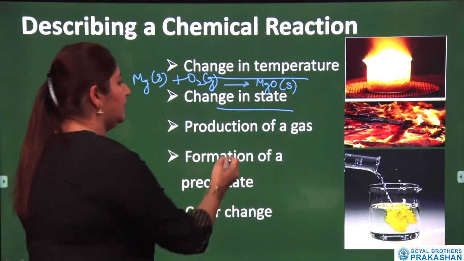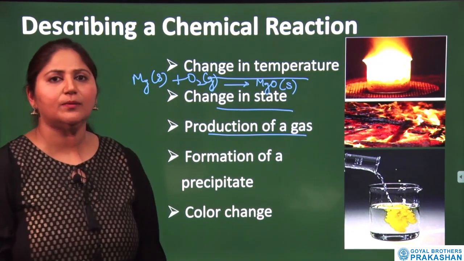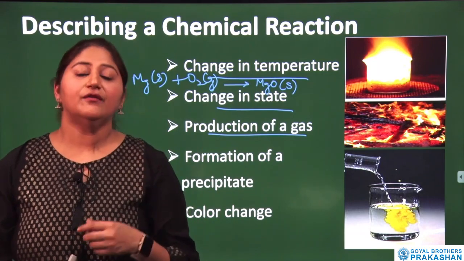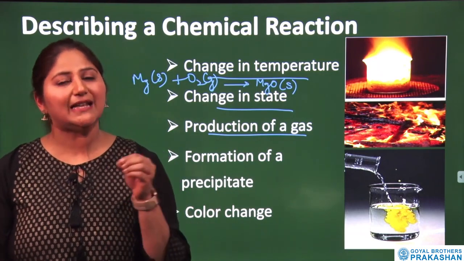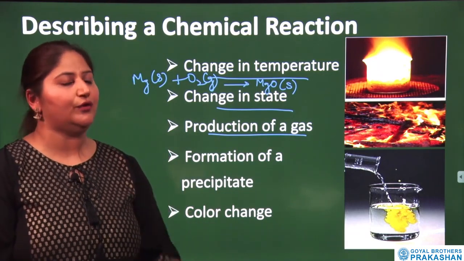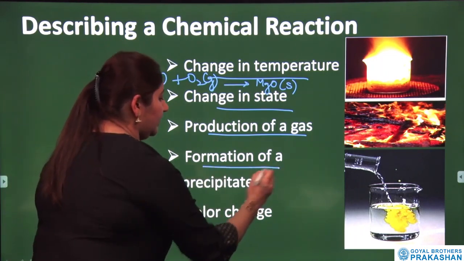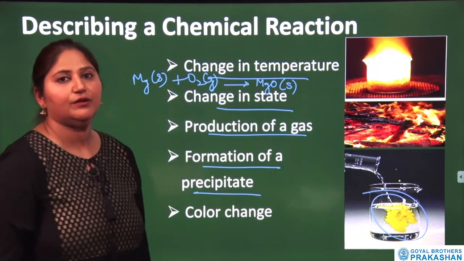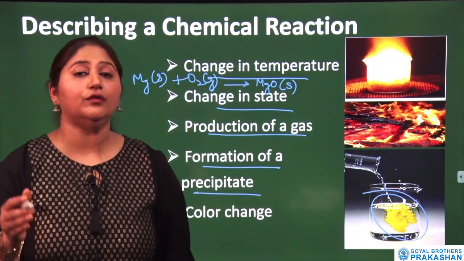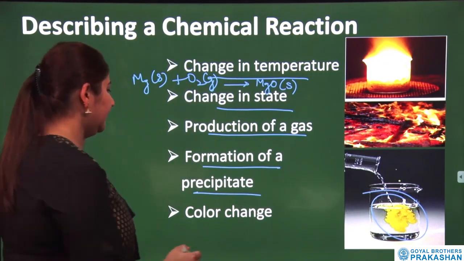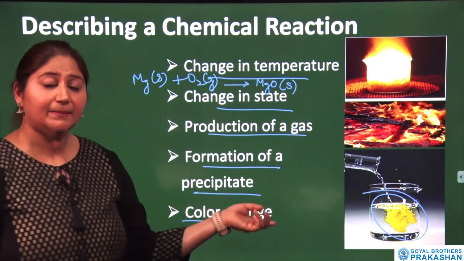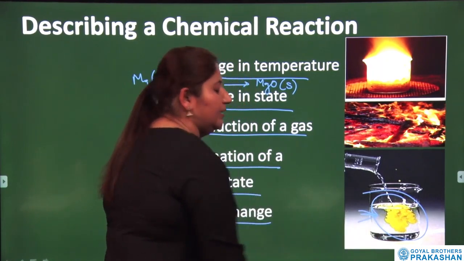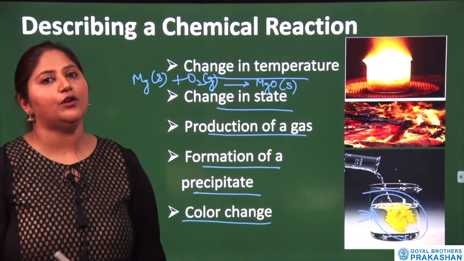And then, is there any production of gas? Did you observe any activity in which there was production of gas? Yes, there was. Hydrogen gas was liberated when zinc granules were added to H2SO4. And then there could be formation of precipitate. See this beautiful yellow precipitate we observed during the formation of lead iodide. And then, was there any color change during the precipitate formation? Yes, we observed a yellow precipitate appeared during the precipitate formation.